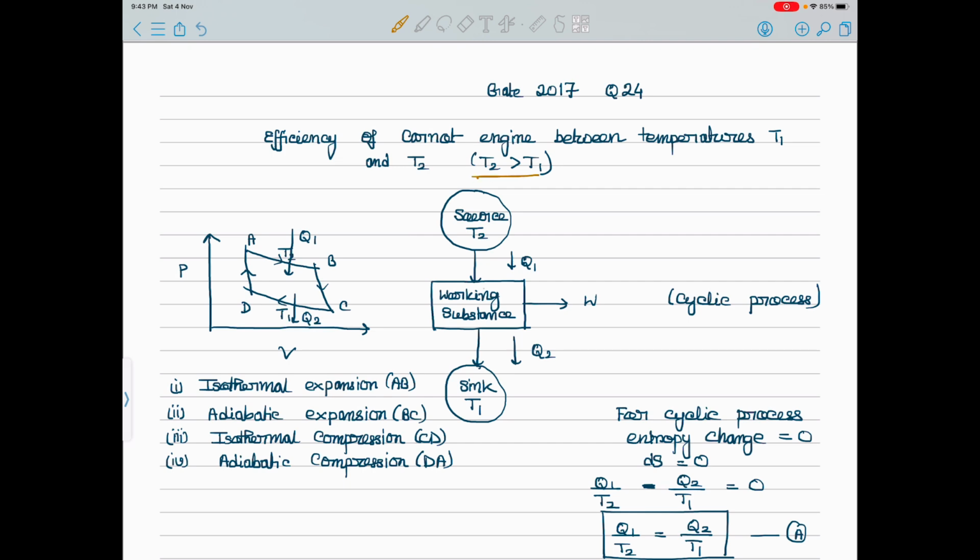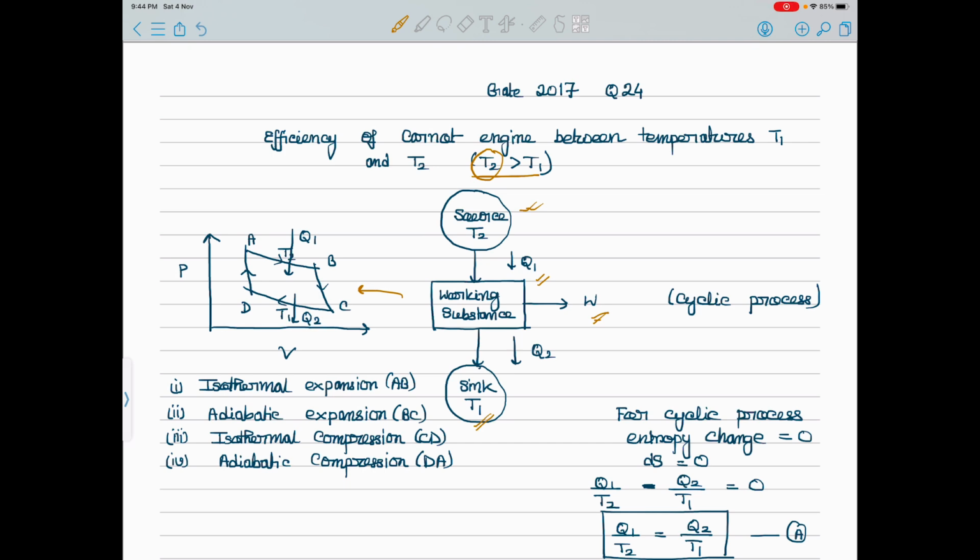So this Carnot engine can be represented by the following schematic: there is a source which is at higher temperature T2 as given in the question, there is a working substance in between, and there is a sink which is at a lower temperature T1. Now the working substance gets some heat from the source, say Q1, some work W is done, and Q2 amount of heat is released to the sink.